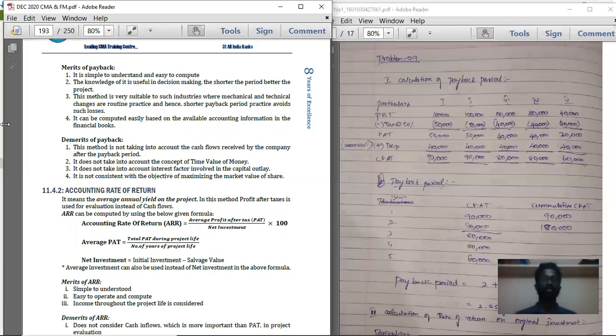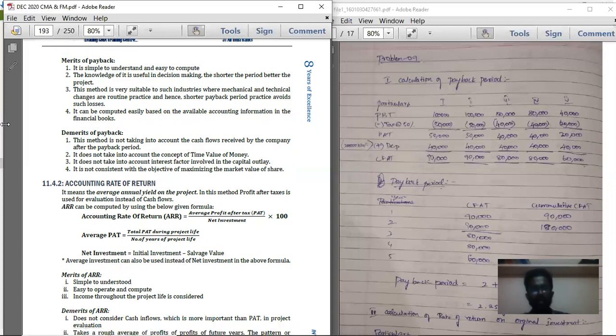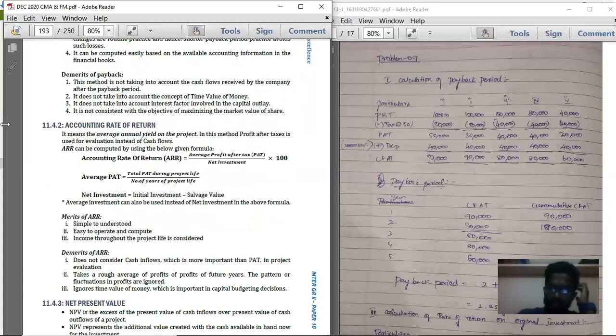How should this payback period be used to evaluate 3 projects or 2 projects? Suppose you have two or 3 options in your hand, and your boss tells you to evaluate them based on payback period. You evaluate the payback period for all 3 options: option 1 payback period is 2 years, option 2 is 3 years, and option 3 is only 1 year. Among these 3, which is the best payback period? 1 year, because you are recovering your capital from the return within 1 year itself. So the shorter the payback period, the better your project. So those are the merits.